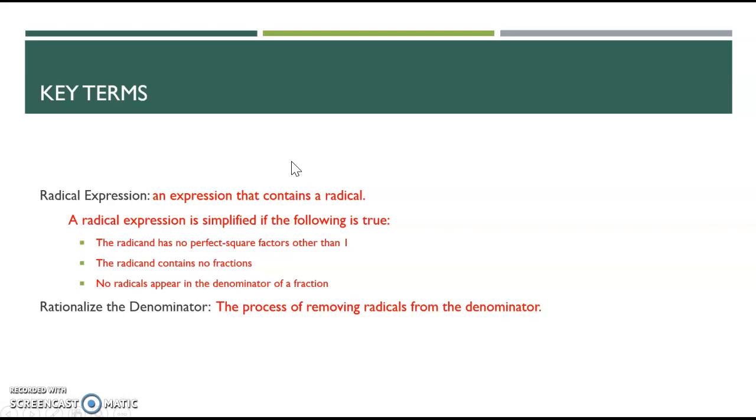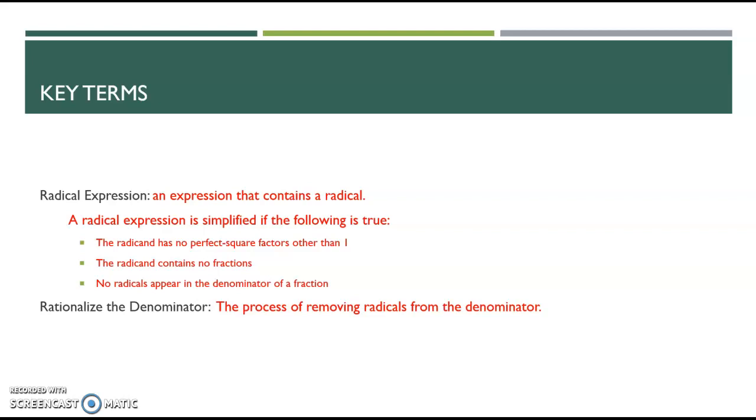So we have some key terms here. First is the radical expression. This is an expression that contains a radical. If you don't know what a radical is, it's our square root symbol. We call it a radical because we also have cube roots and fourth roots. And so depending on what exponent we are doing the inverse of, our radical could contain that number symbolized for its root. But that symbol itself is a radical.